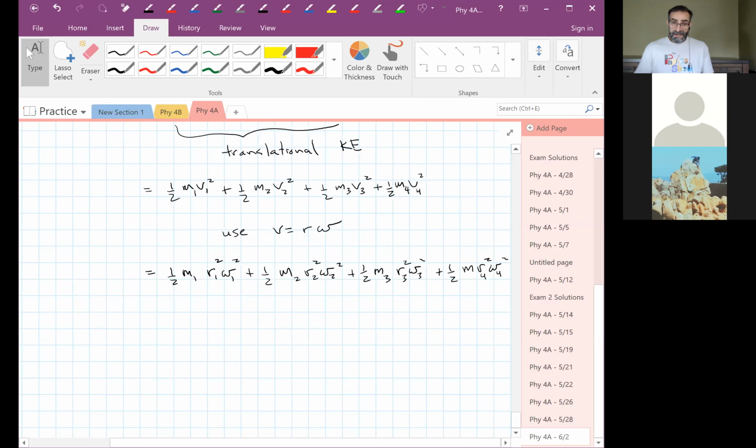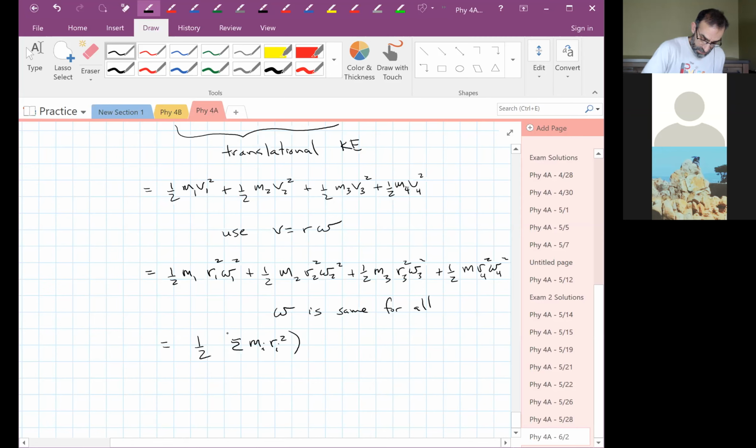And what did we just say? We just said that every point on a rigid object has the same omega. So the omegas are all the same. That means I can rewrite this as 1/2 the sum of m r squared times omega squared. This is our rotational kinetic energy.